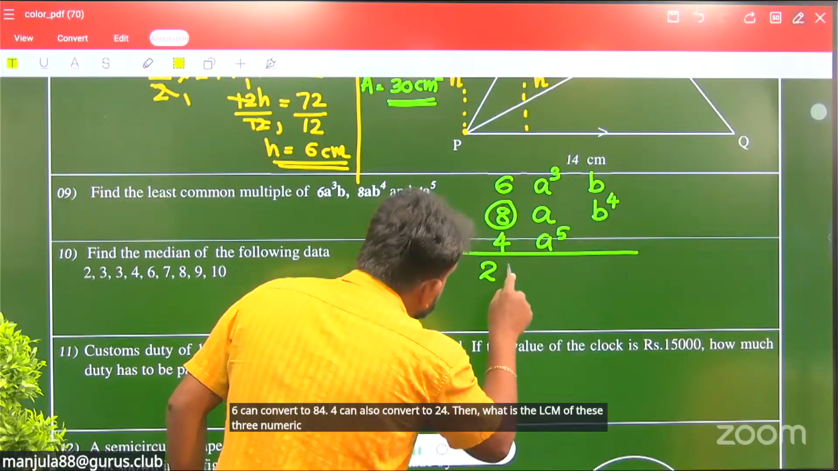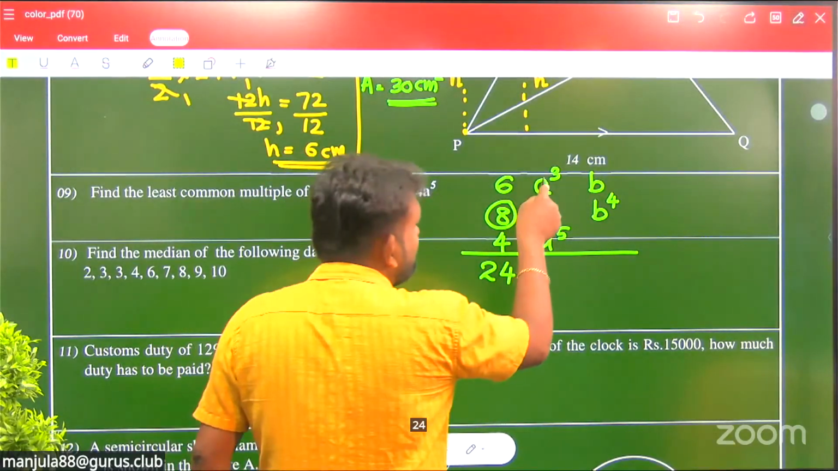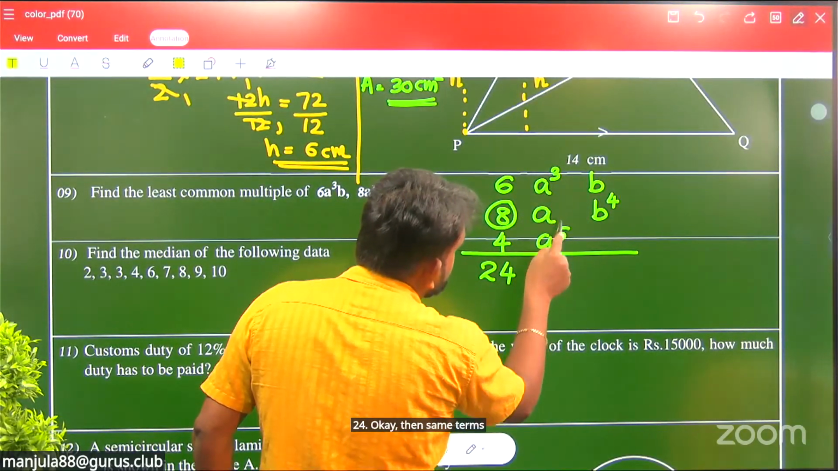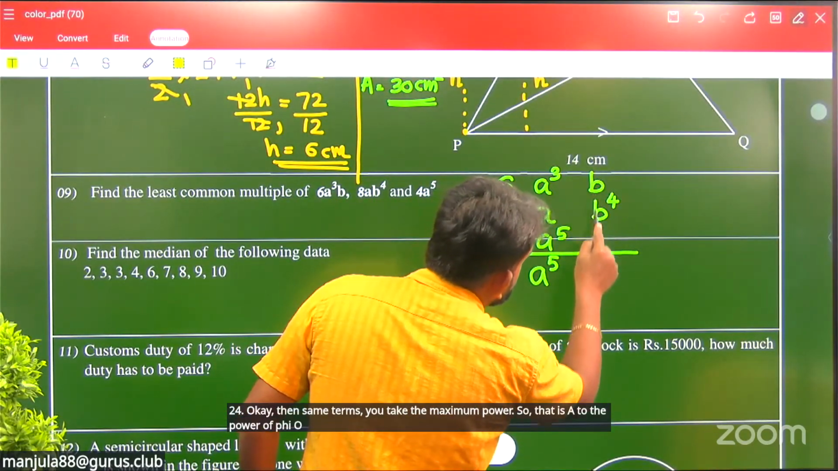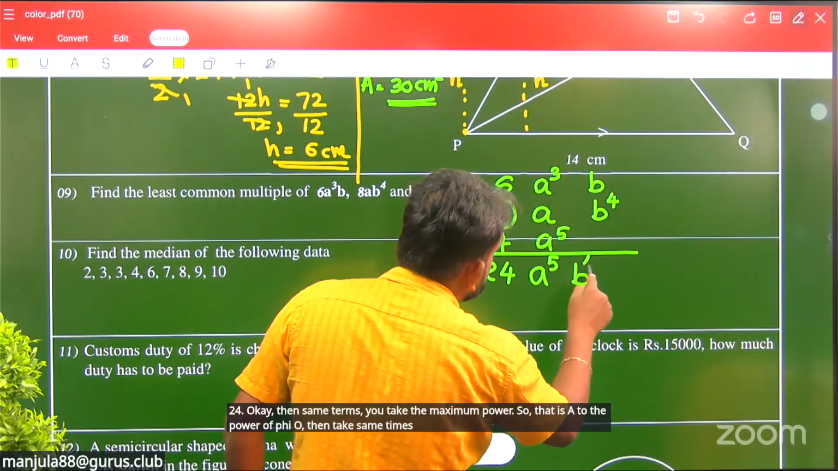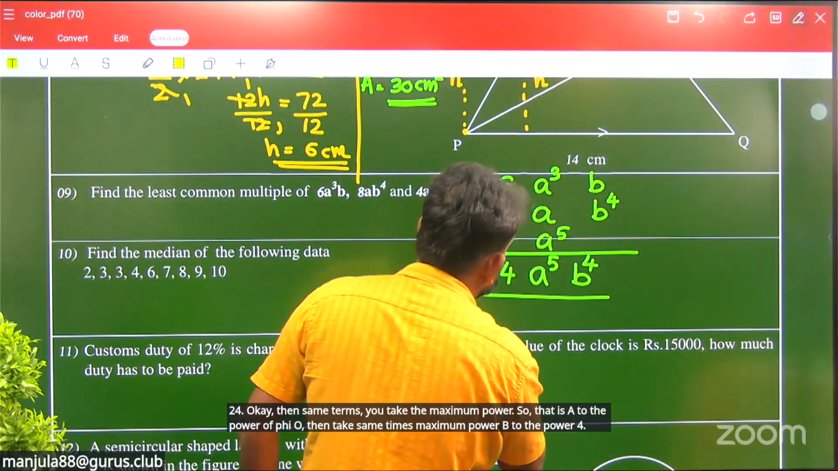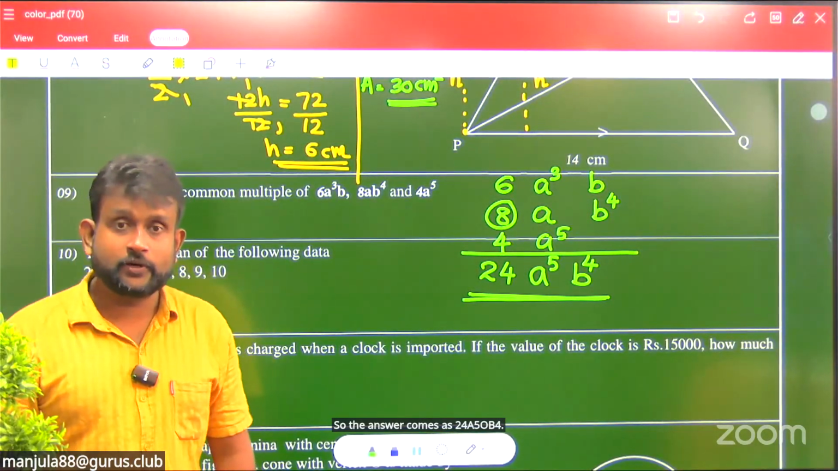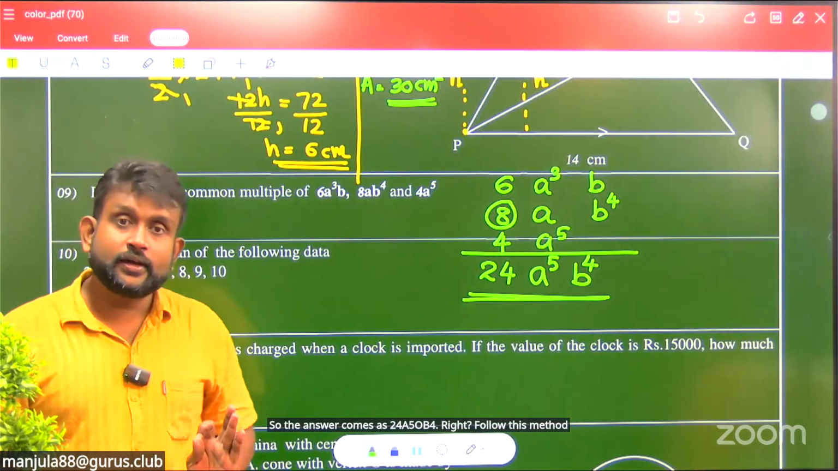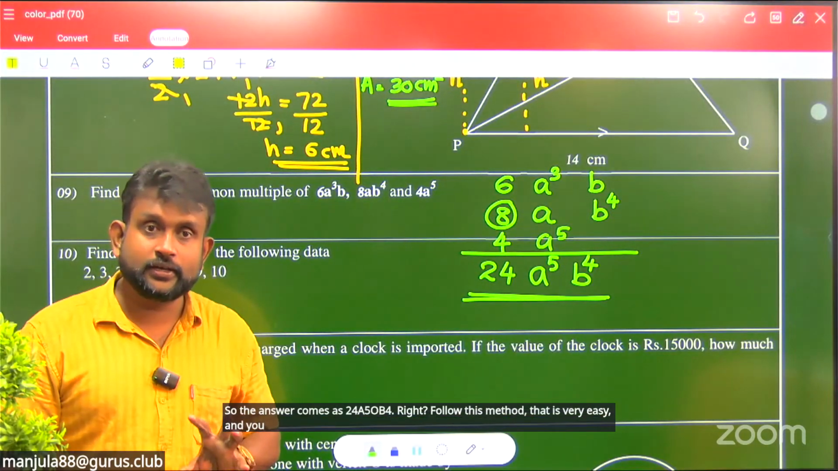Then what is the LCM of these three numerics? You write 24. Then for same terms you take the maximum power, so that is a to the power 5. Then for same terms take the maximum power, b to the power 4. So the answer comes as 24a5b4. Follow this method. That is very easy, and you will never get incorrect answers.